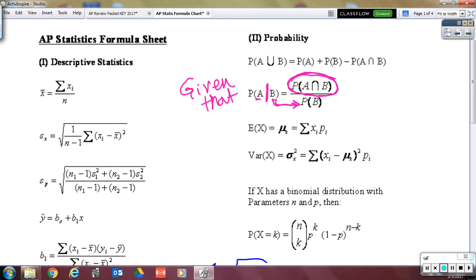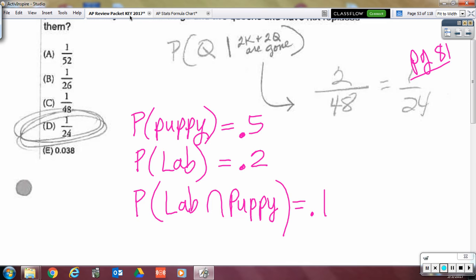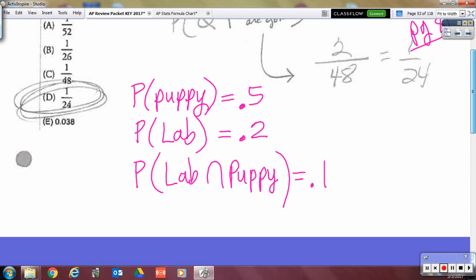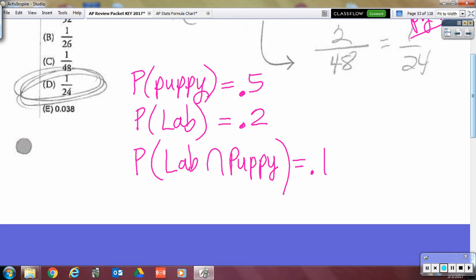So let me show you a numerical example with that, one I just made up by your number 25 on page 81. Suppose I say you've got a big bag of dogs, of canines, okay? And 50% of the bag is puppies, 20% of the bag are labs, and 10% of the bag are lab puppies. So what if I ask you, given that you draw out a puppy, what's the probability that it is a lab?